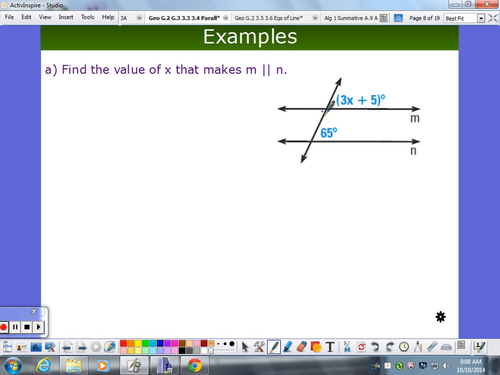So find the value of x that makes m parallel to n. So I'm not given that they're parallel.